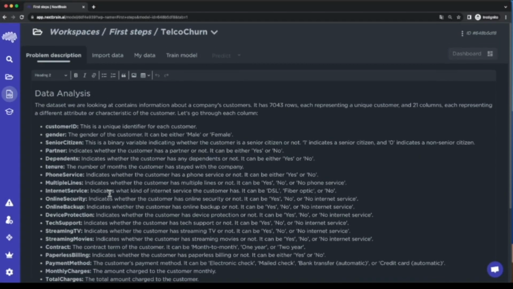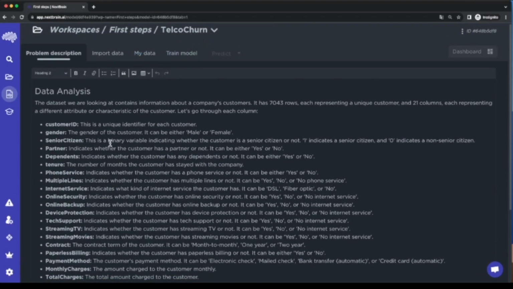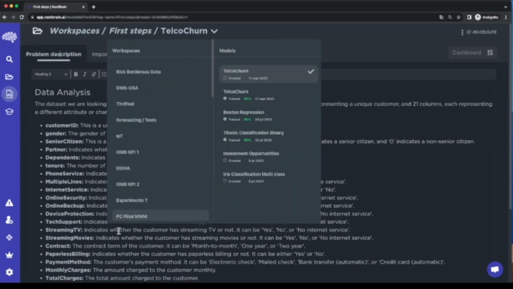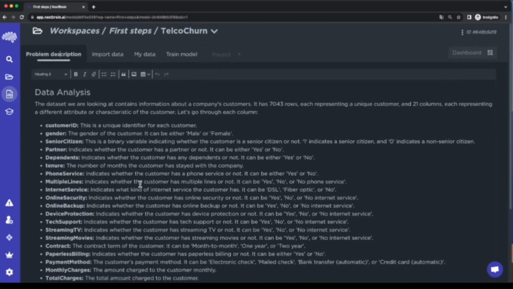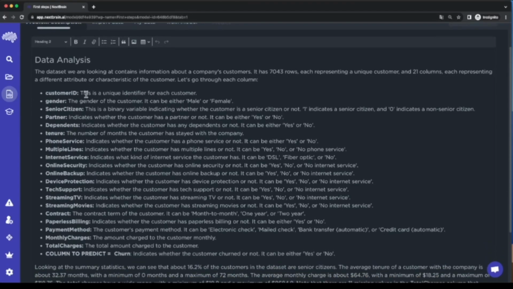In this demo, we're going to show a very common problem with a dataset called telco churn. This problem consists of being able to predict whether a customer churns or not from a specific service. In this case, we are adding the data from a telco company. Here, in the problem description, we can see all the columns that we have available for predicting.